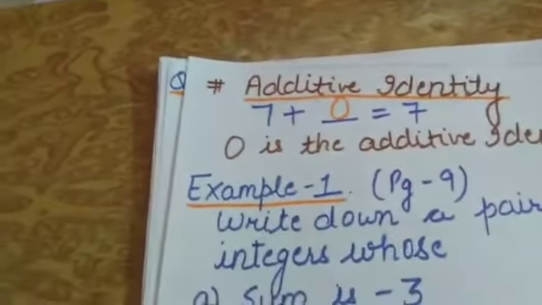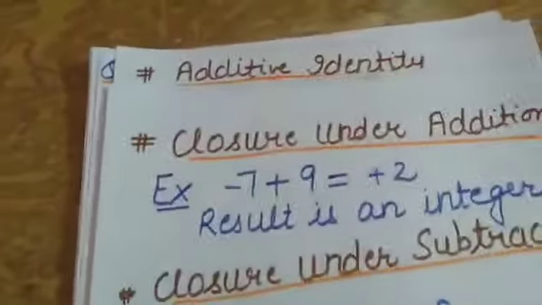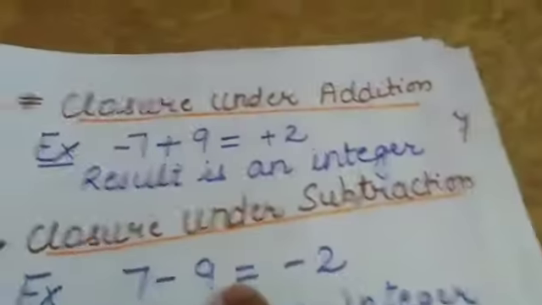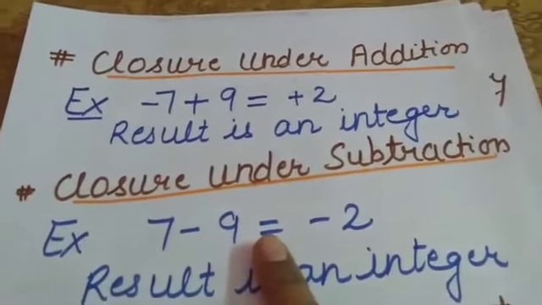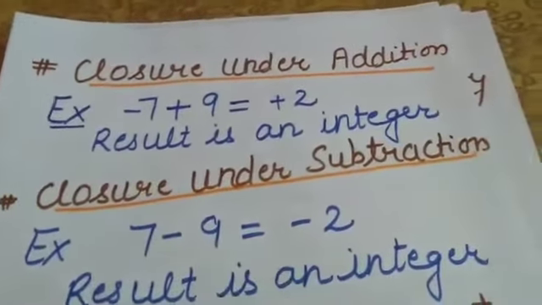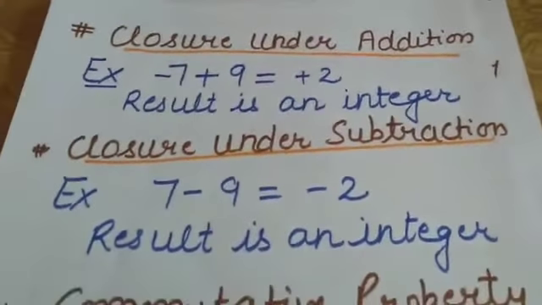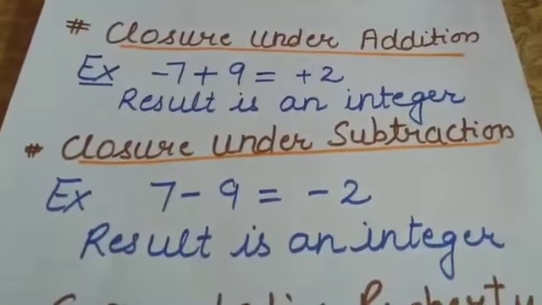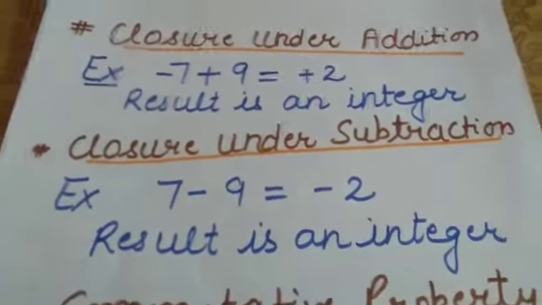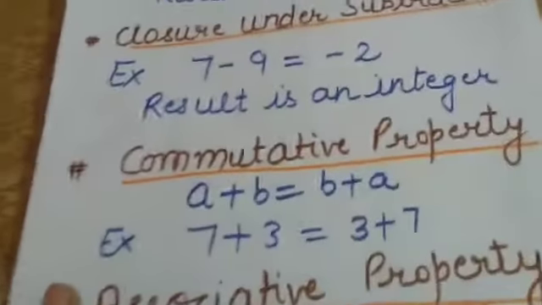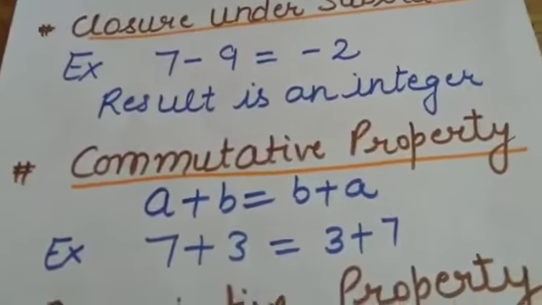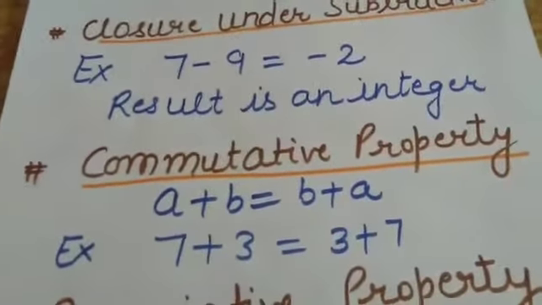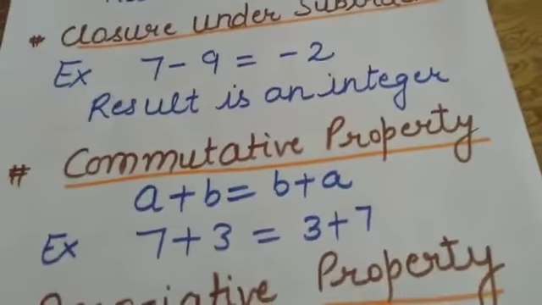So let me recall all the properties. First we have learned about closure under addition. It means if you are adding two integers, the result is always an integer. Closure under subtraction, if you are subtracting two integers, you will get an integer. This is closure under subtraction. Commutative property, if you are adding a to b or b to a, this remains the same, where a and b are integers.